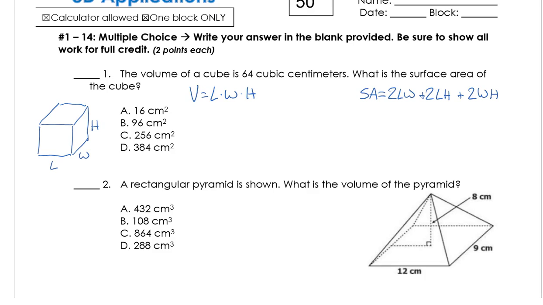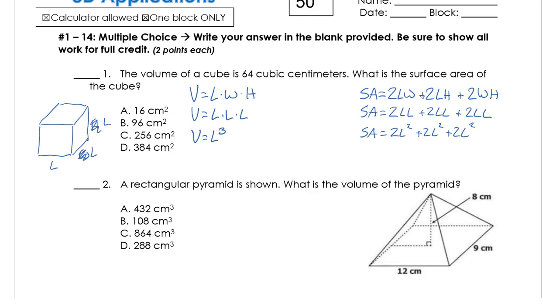Now, with a cube, we know that all the dimensions are the same length, so instead of having length, width, and height, let's simply replace them all with the same dimensions. We'll call it length, length, and length. And our formulas then would be volume equals length times length times length, or L cubed. And surface area would be 2L squared plus 2L squared plus 2L squared.